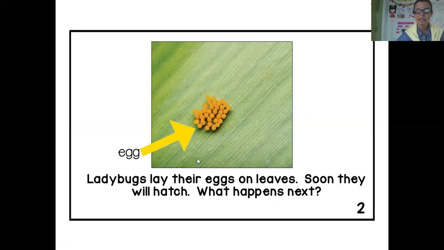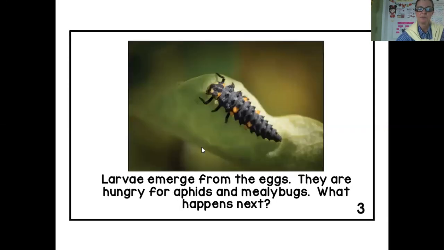What happens next? So I want to tell you a little something about the eggs. When ladybugs lay their eggs, a male and a female mate, and they go ahead and they lay those eggs underneath a leaf. Not on the top, but under the leaf. And then a larva emerges from the eggs. So from the egg comes this creature right here called the larva.